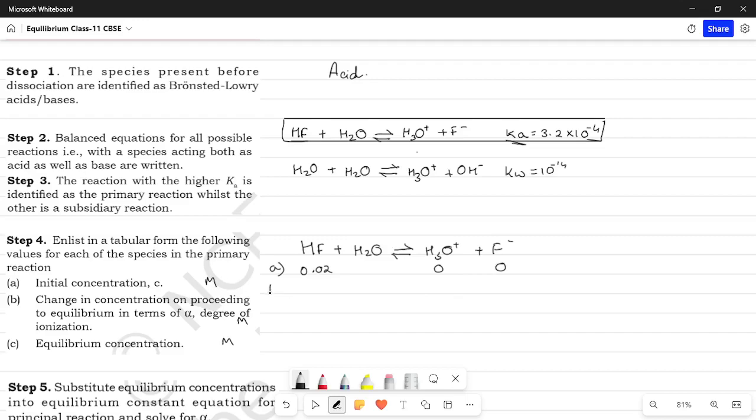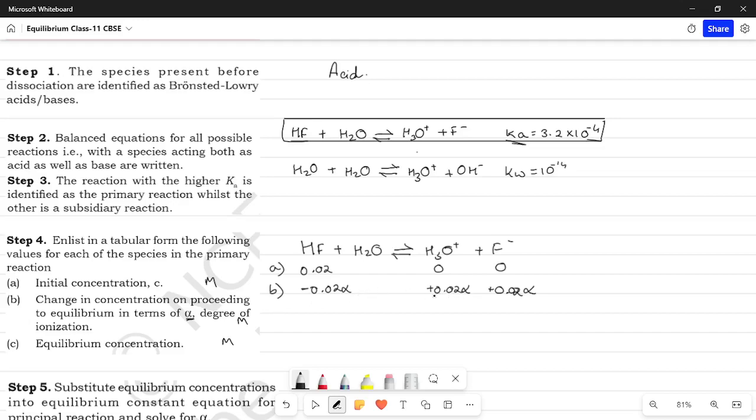The next one is going to be B. We are considering the change in concentration on proceeding to equilibrium, and this is going to be in terms of alpha, which is the degree of ionization. So we are assuming that HF is decreasing by 0.02 alpha, and H3O plus is increasing by 0.02 alpha, and F minus is also increasing by 0.02 alpha. So this is the change while proceeding to equilibrium, where alpha is the degree of dissociation, degree of ionization, I'm sorry.